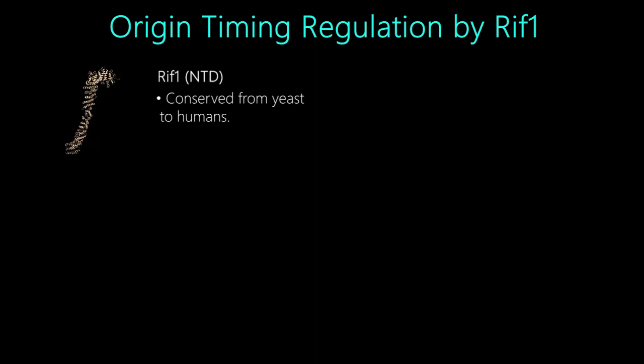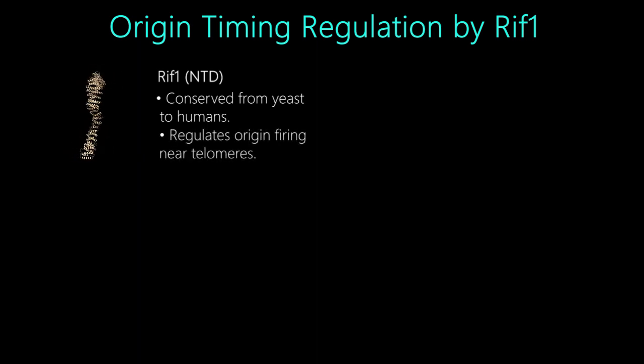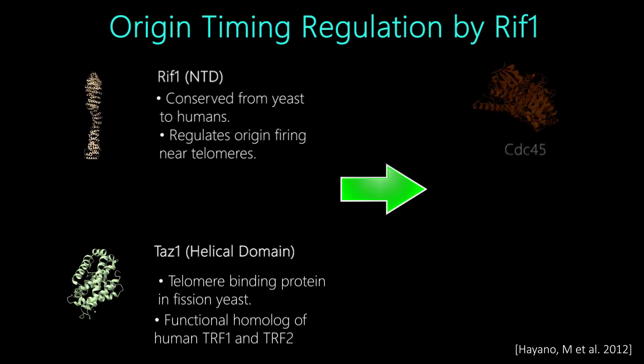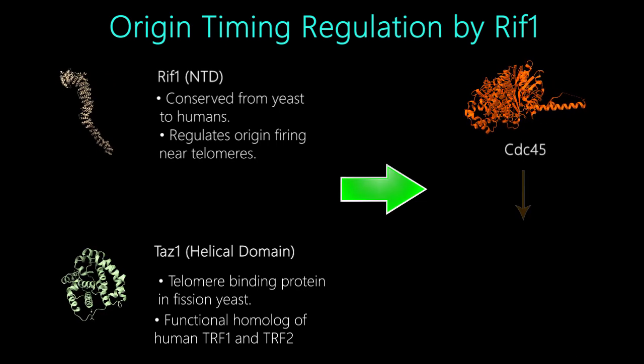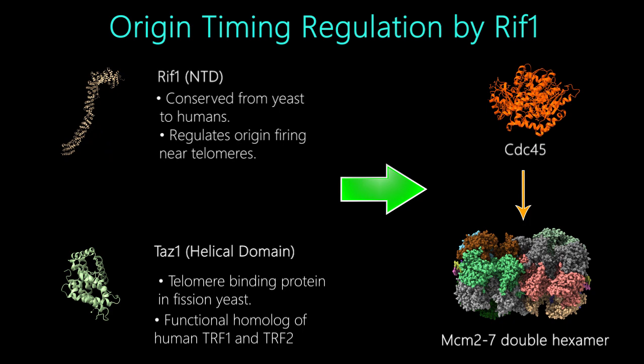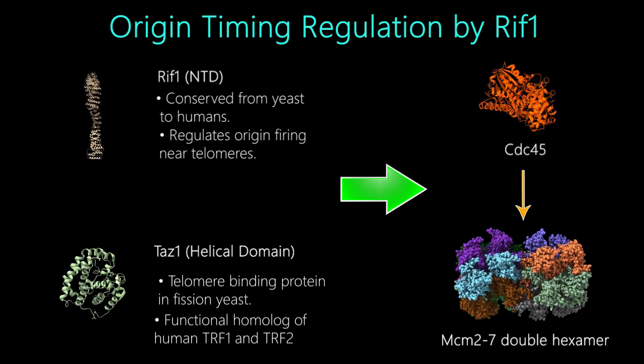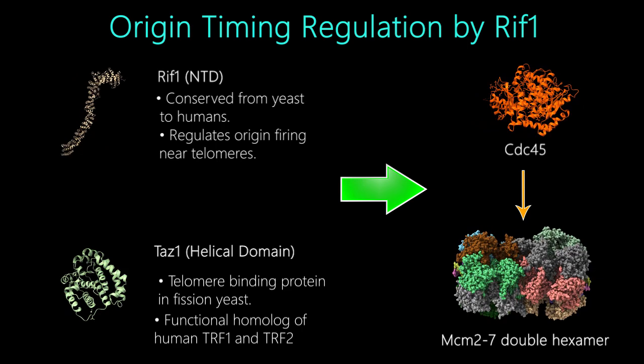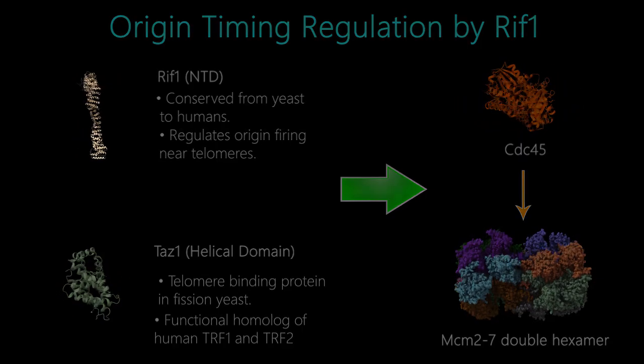In its absence, there is a premature activation of normally late firing origins near the telomeres and subsequently earlier replication. Studies in fission yeast have shown that RIF1, along with another protein, TAS1, regulates the timing of CDC45 SLD3 loading onto the MCM2-7 complex. As will be covered later, this is a key step in origin activation and believed to be a rate-limiting step controlling replication timing.